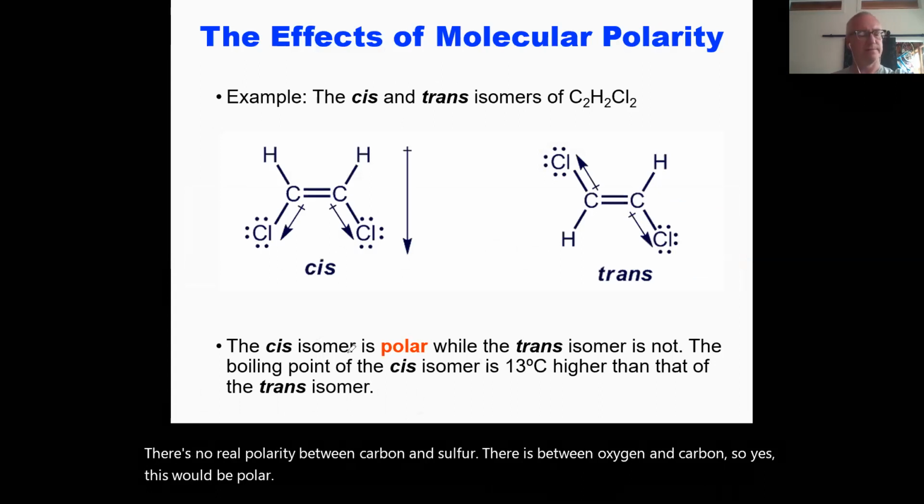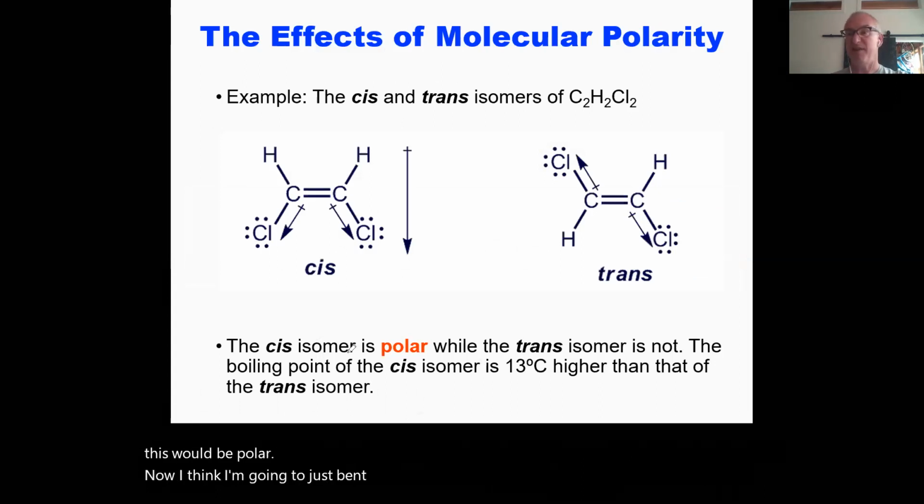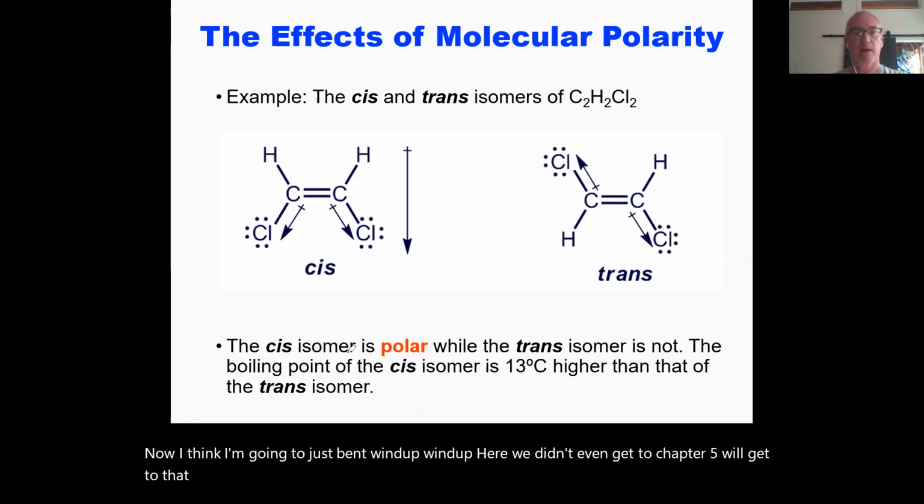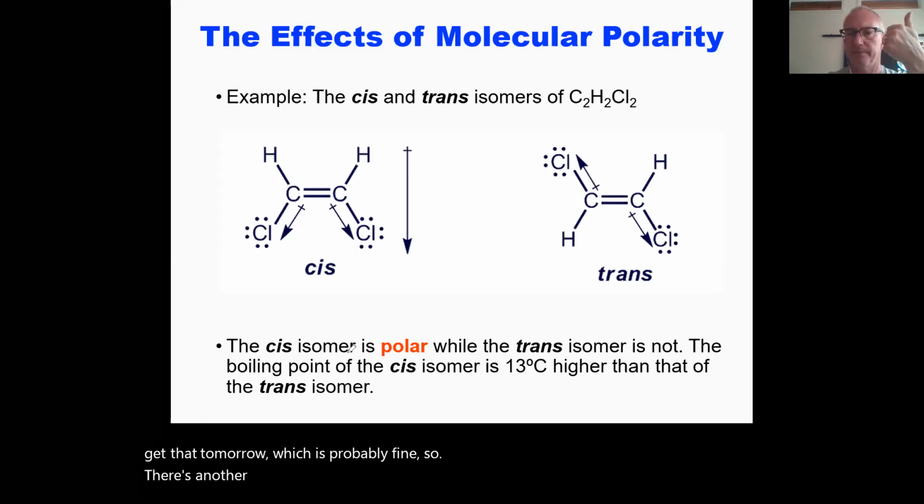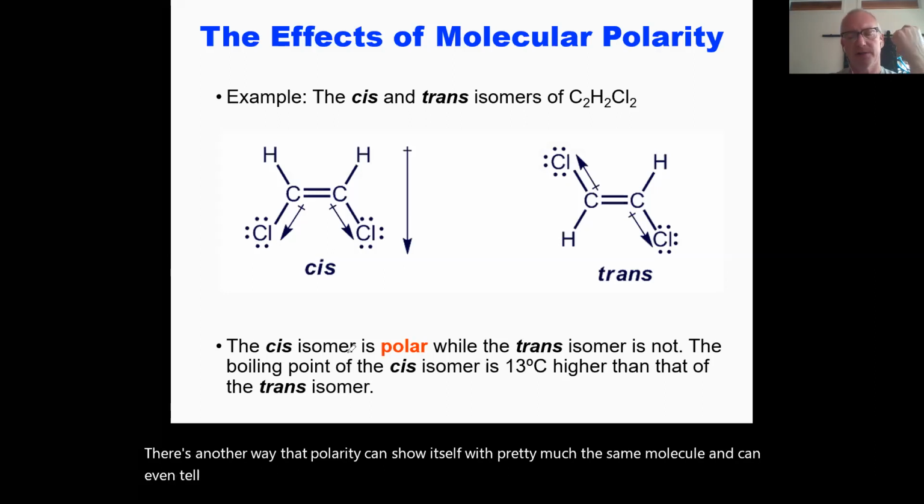Now, I think I'm going to just wind up here. We didn't even get to chapter 5. We'll get to that tomorrow, which is probably fine. So there's another way that polarity can show itself with pretty much the same molecule. And can anyone tell me what an isomer is?